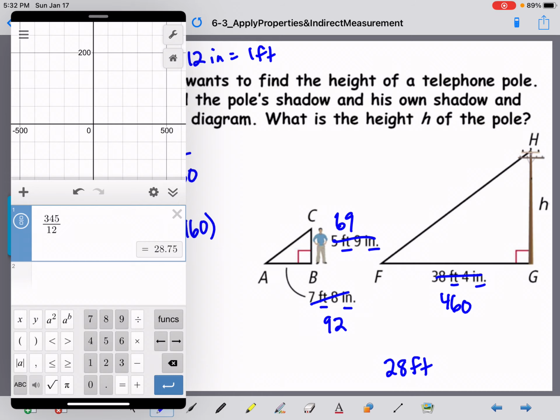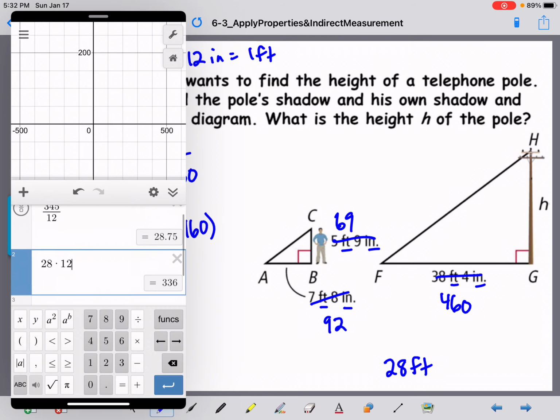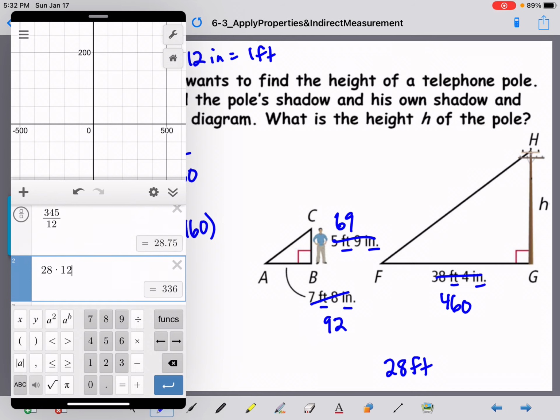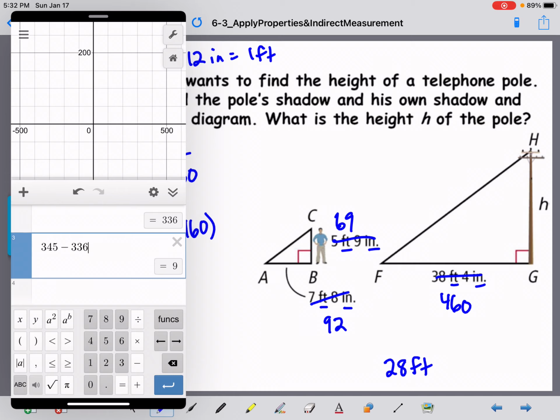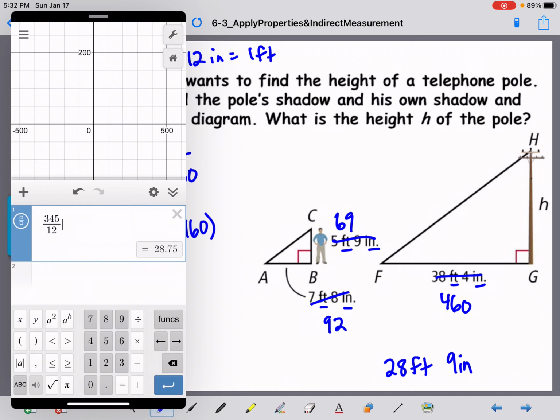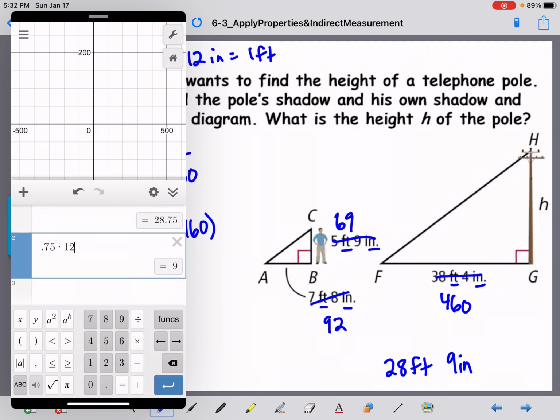So you can do a couple of things here. You can say 28 times 12 and get 336, and then say 345 subtract 336. That's 9. Or you can take that 0.75 and multiply it by 12 and get 9. However you prefer.